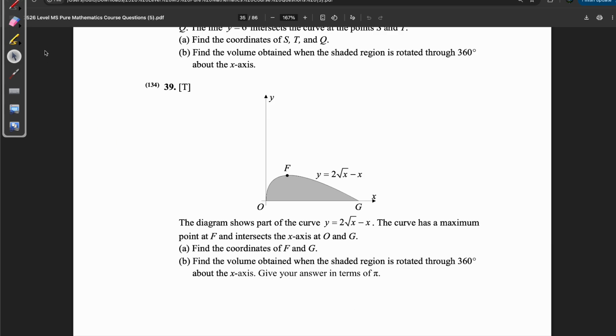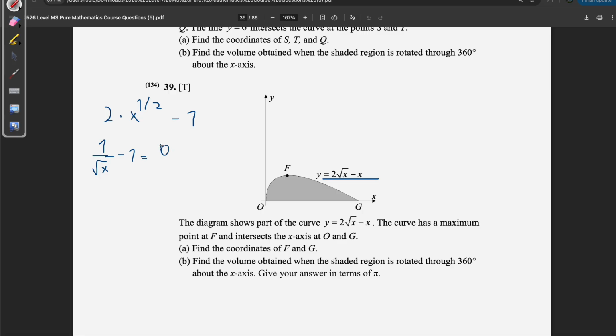Look, for part A, they want the derivative of this, right? So what we're going to do is derive. 2 times x to the half minus 1. When we derive, we're going to get 1 over radical x minus 1 is equal to 0, right?